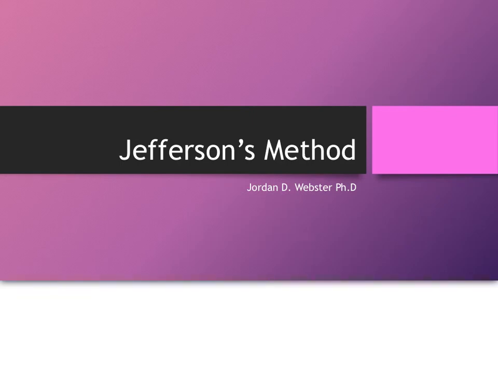All right, so we saw Hamilton's method, and now we're going to look at a few different methods. What we're trying to do is avoid the Alabama paradox, the new states paradox, and the population paradox that came up with Hamilton's method. Now we're going to look at three different methods: Jefferson's, Adams, and Webster's methods. They all have a very similar theme, so once we've seen Jefferson's, Adams and Webster's method will go very quickly.